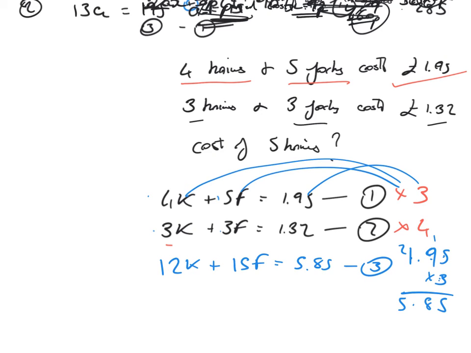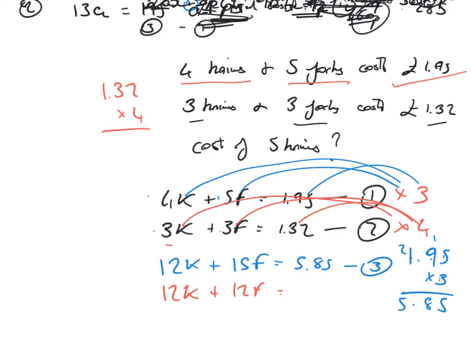Okay, so the second equation, multiply by 4. 3k times 4, 12k. 3f times 4, 12f. £1.32 times 4 across to the side again. Line up the decimal point, 4 2s are 8. 4 threes are 12, 2 down, carry 1, 4 ones are 4, plus 1 is 5, £5.28, equation 4.